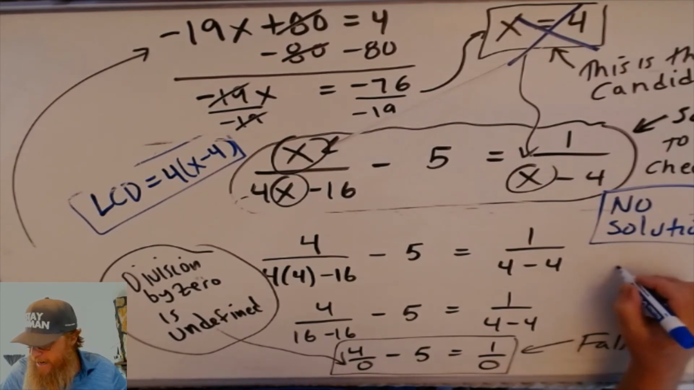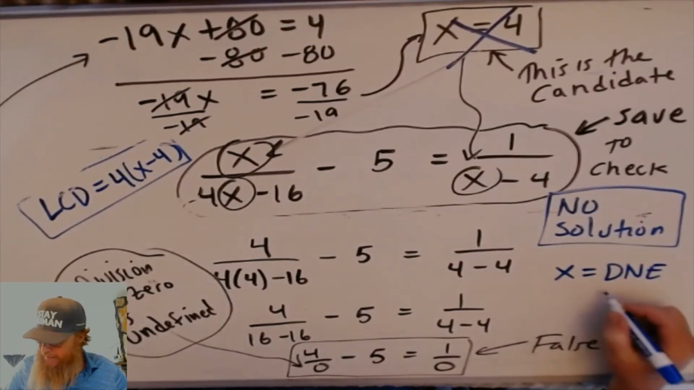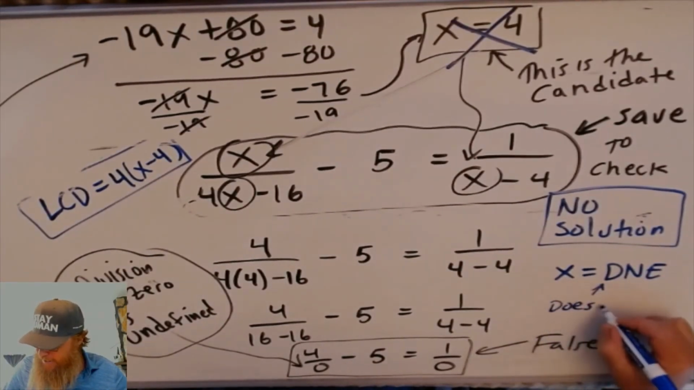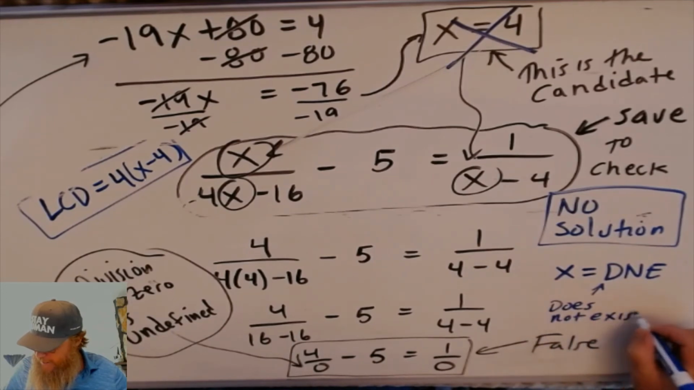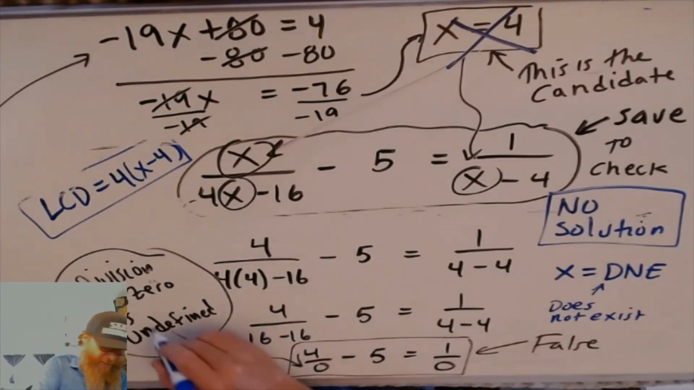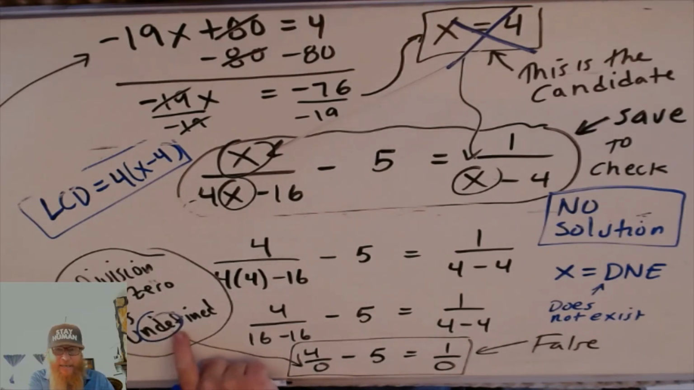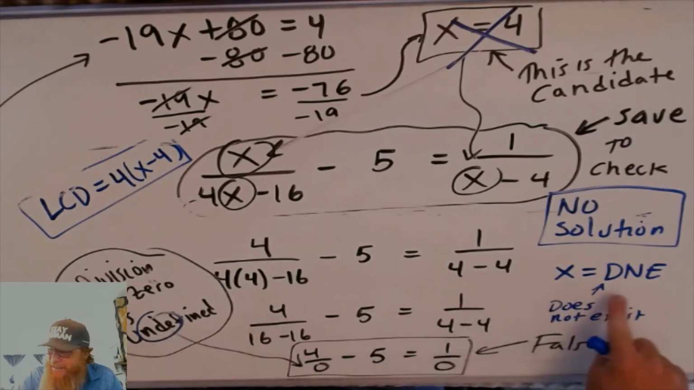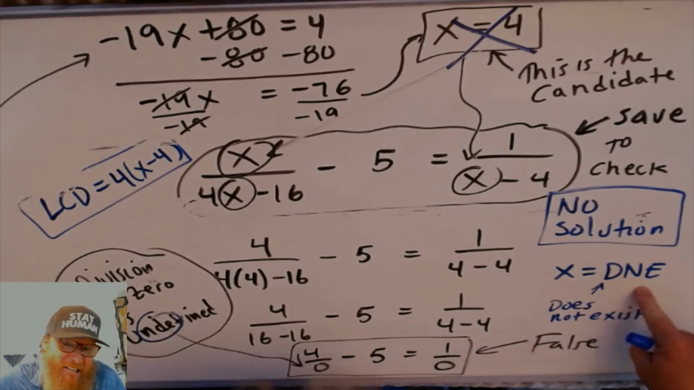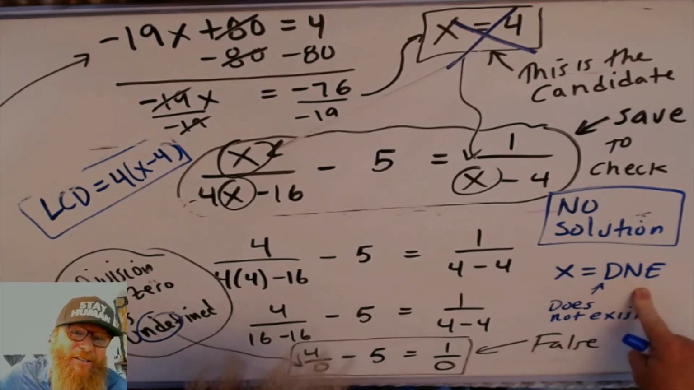And so we say the solution is DNE. DNE stands for does not exist. So the solution does not exist. It's undefined. Pretty easy to remember that. Look at undefined, you have D, N, and E right there. I know they're out of order, but it's still DNE. See? DNE. Some people say NDE, not does exist. That sounds silly though, doesn't it? So we say does not exist.